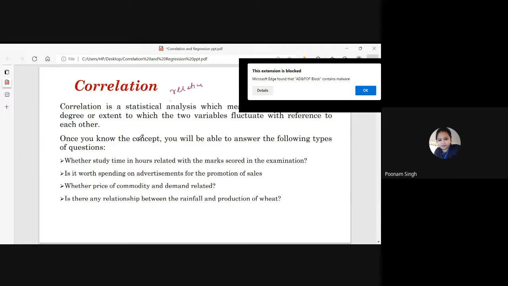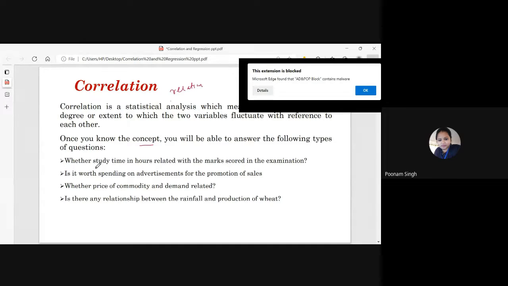So once you understand the concept of correlation, you will be able to answer the following types of questions. First I will tell you the basics of correlation, and then after that we will see how we conduct that in SPSS and how we interpret the results of correlation.